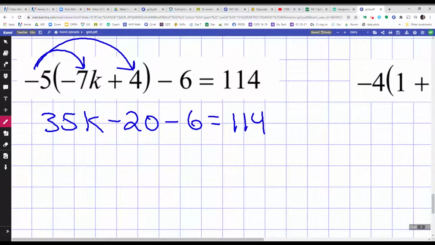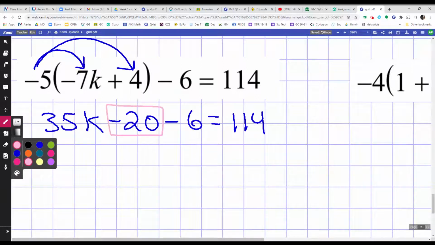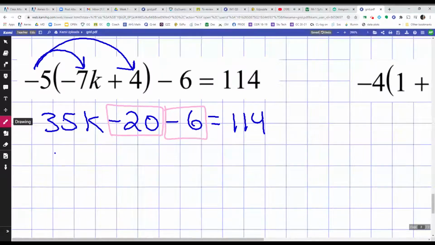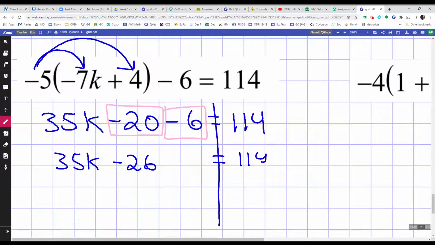All right, like terms, yes, I see like terms right here. Negative 20, negative 6. I'll combine them. 35K. Negative 20, take away 6 more is negative 26 equals 114. I like to keep these lined up.